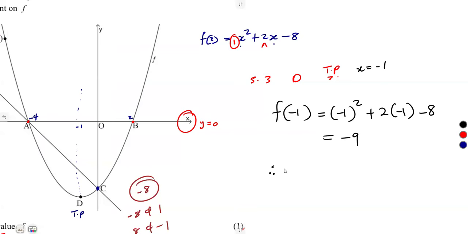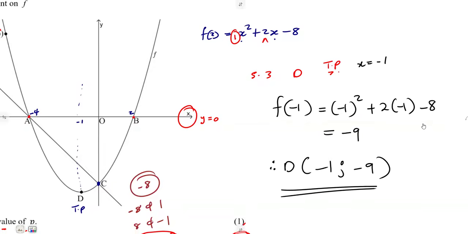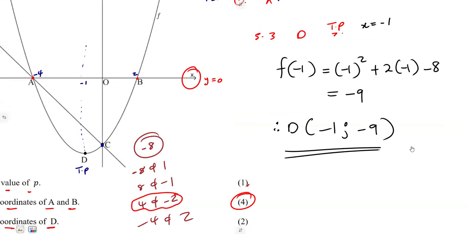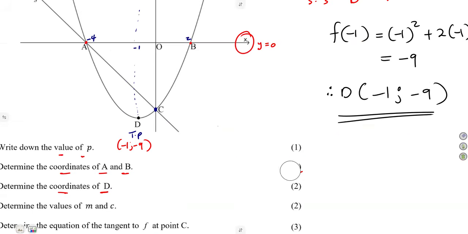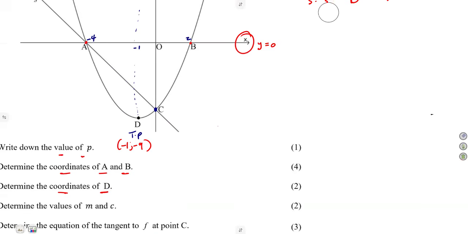So our point D is given as x is negative 1, and the y value is negative 9. That is how they can ask these typical questions, so you just have to be very careful. That's our turning point, just in case we need it: negative 1, negative 9.